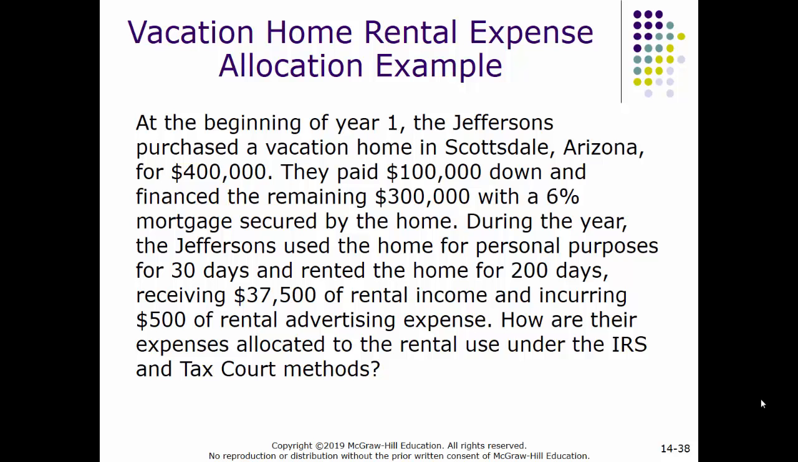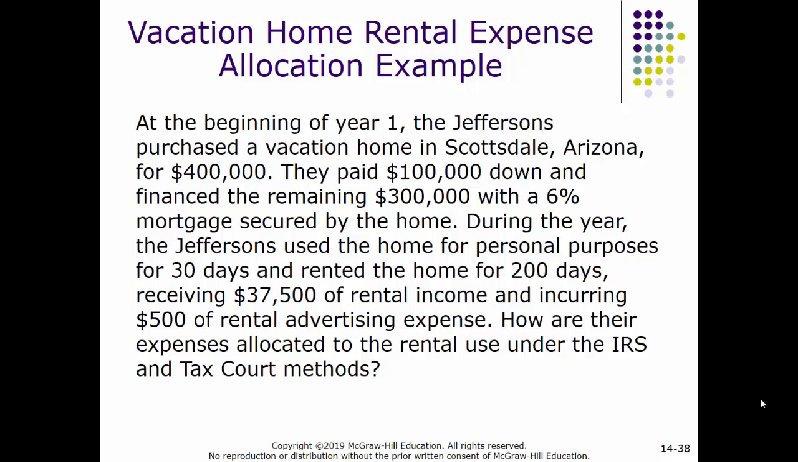Let's take a look at how to allocate rental expenses on a vacation home. So there is some interest expense paid on this vacation home, and the owners, the Jeffersons, used that home for 30 days for personal use and rented it out for 200 days, for a total of 230 days of use. The other time it sat vacant.